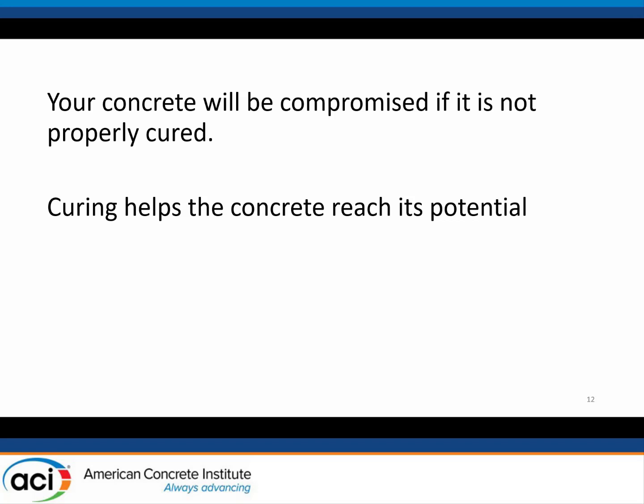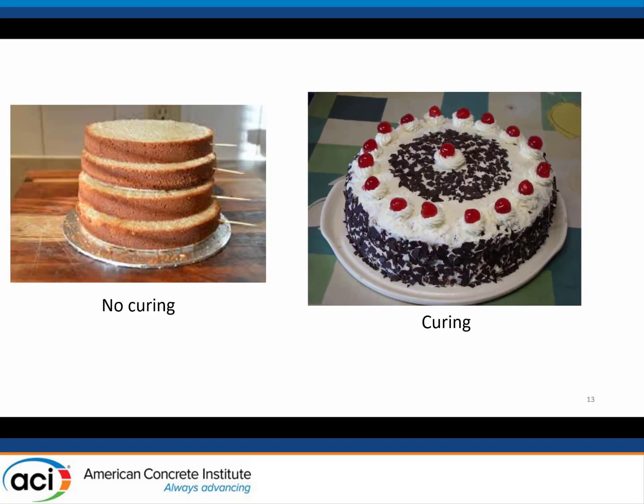its potential. And I talk to contractors all the time that say, we never cure our concrete. How do you know how great your concrete could be? Huh? How do you know? Because they can do amazing things. Last week was my daughter's 16th birthday. I've got no-curing cake on the left. If I served that cake to my daughter, I would be ostracized, kicked out.